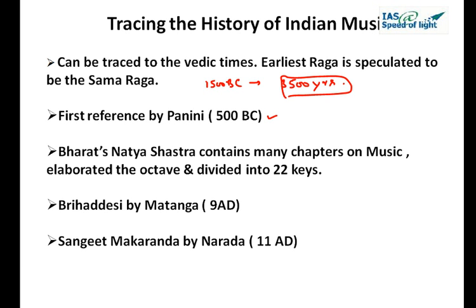Bharat Muni's Natya Shastra, the same book that came up again, which we studied in Indian dances, contains many chapters on music, elaborated the octave and divided it into 22 keys. This octave and the 22 keys we are going to study further in the fundamentals of Indian music. Then another important historical work is Brihadeshi by Matanga, 9th AD, and Sangeet Makaranda by Narada. So these are a few ancient books about music and their authors.